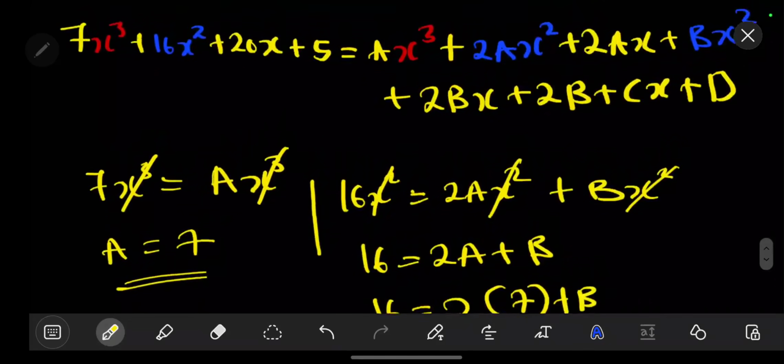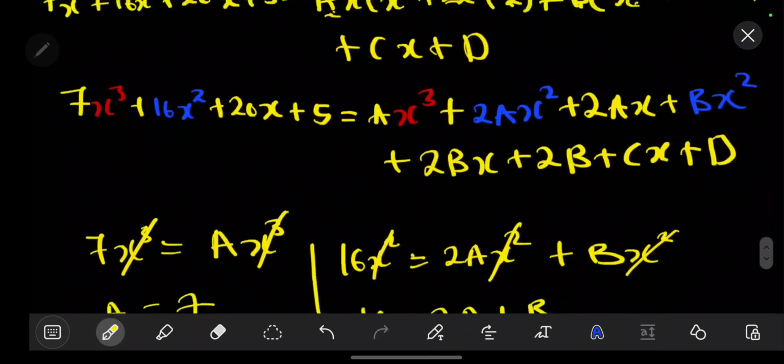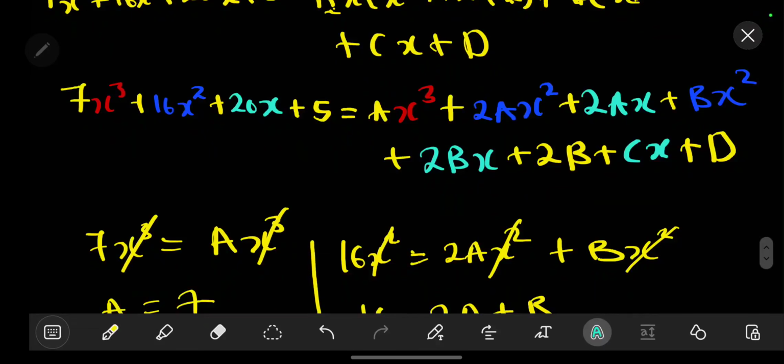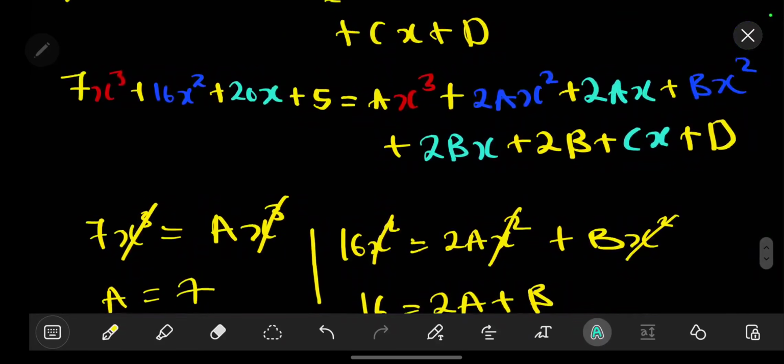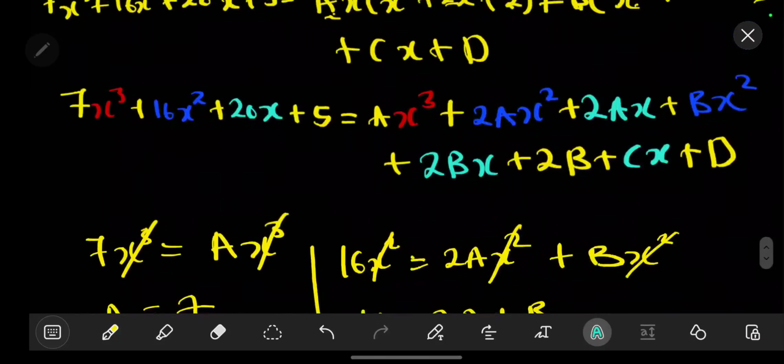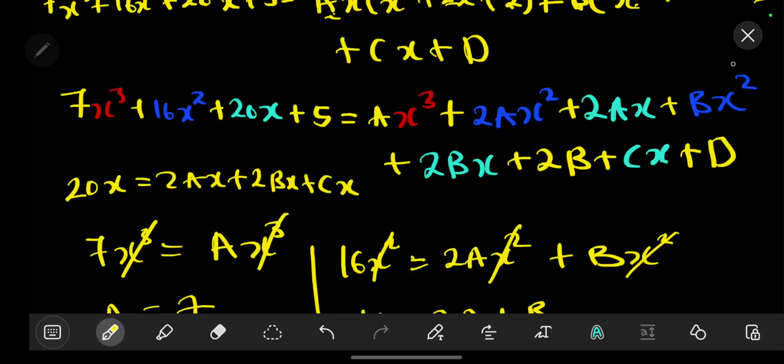Then last but not the least, we have 2 letters. So we are on the 20 now. So this one shall be equal to all the terms with just one x to the power 1. So we are going to compare and say 20x should be equal to, we have our 2ax plus our 2bx plus our cx.